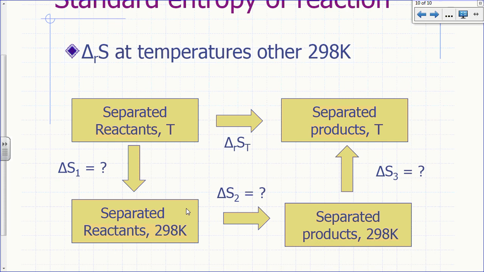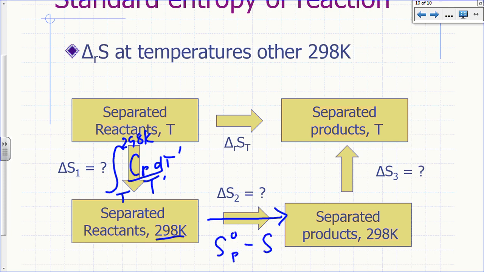Then what you have to do is bring your reactants at temperature T to reactants at 298 Kelvin. What would be the delta S for that one? It's just going to be the integral of Cp dT over T from whatever temperature you're interested in to 298 Kelvin. And to avoid confusion, we're going to put a prime on our T since that's just a dummy variable there, right? And then what do you do next? Imagine the reaction happening at 298 Kelvin. What's delta S for step two? Standard entropy of products minus standard entropy of reactants.